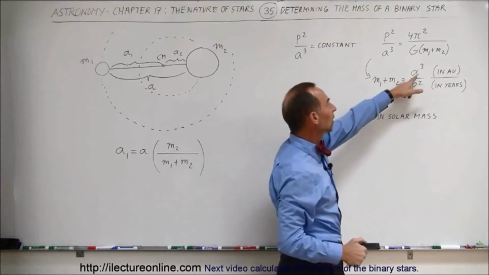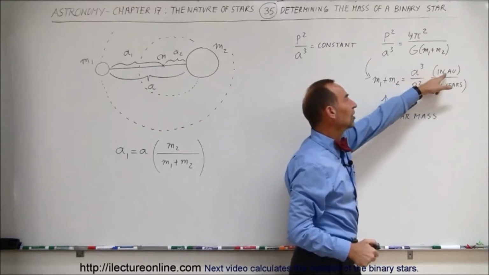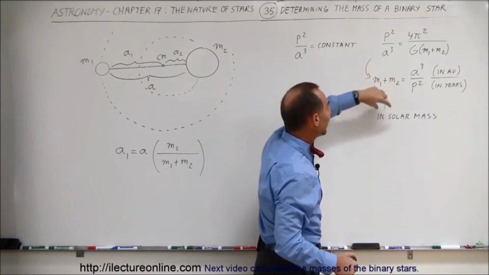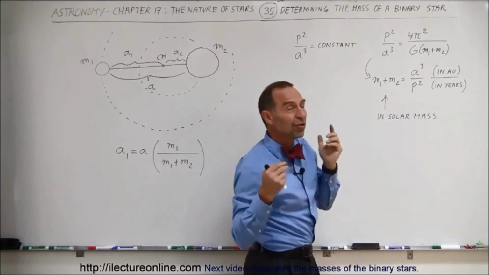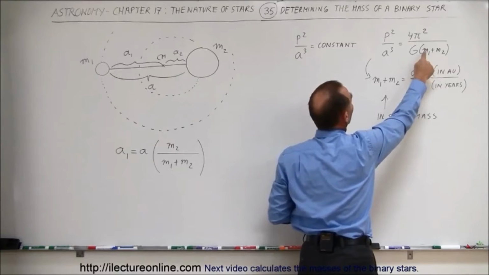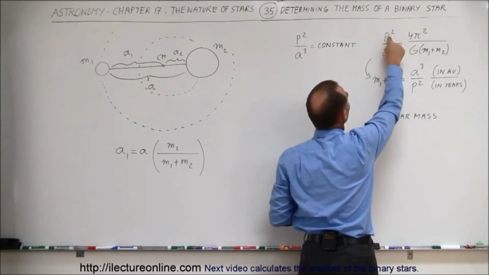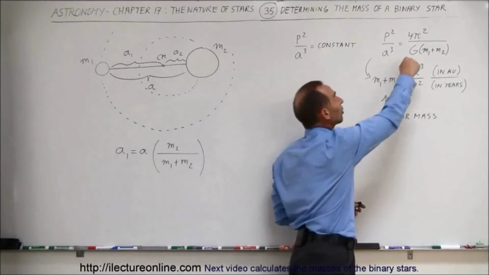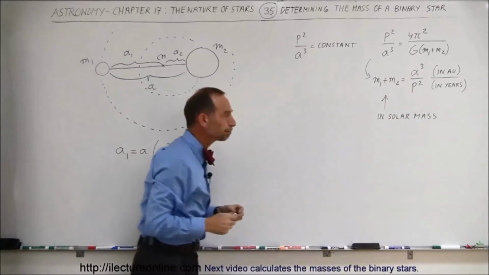And as long as we express the distance between the stars in astronomical units and the period in years, then the answer will come out in solar masses. If we use the original equation from Newton, then of course we have to put mass in kilograms, period in seconds, and A in meters, and then we'll get the same result. That's why we need these other constants there to make that come out.